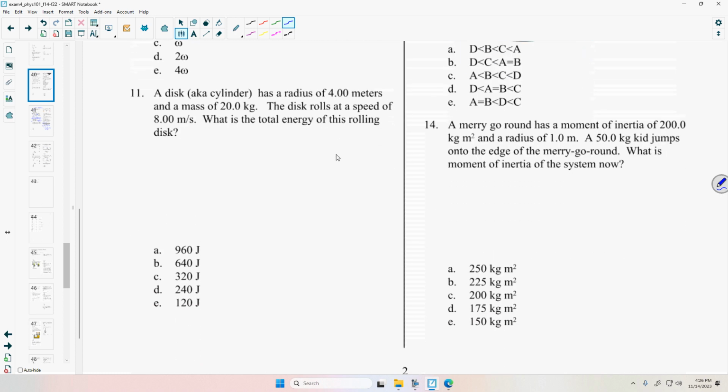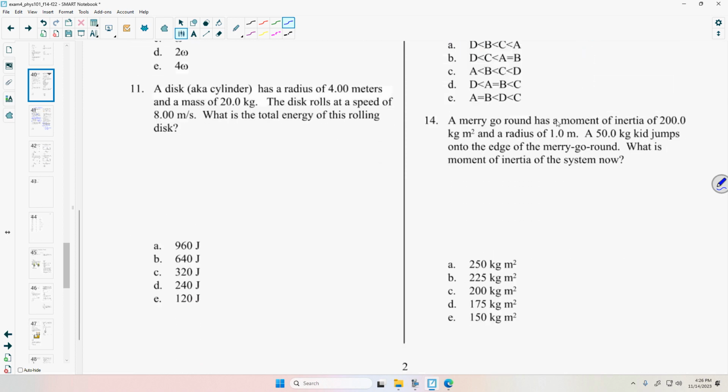Okay. Yeah, so this one right here, the merry-go-round. I have a merry-go-round that has a certain moment of inertia. It's a disk, 1/2 mr squared. So its moment of inertia is equal to 1/2 of 200 times 1 squared, which is 100... oh, yeah, okay. Well, that's even easier. So the moment of inertia of that is equal to 200.